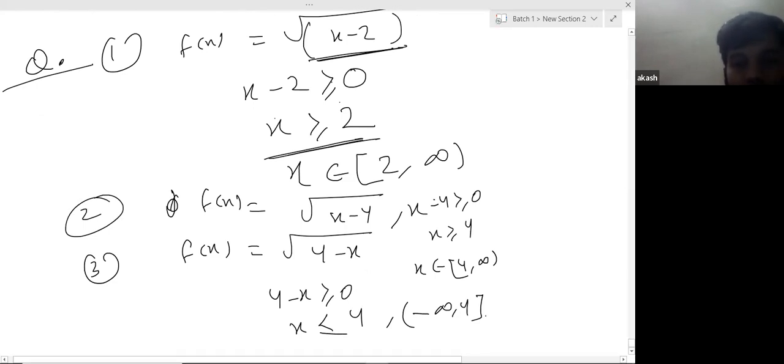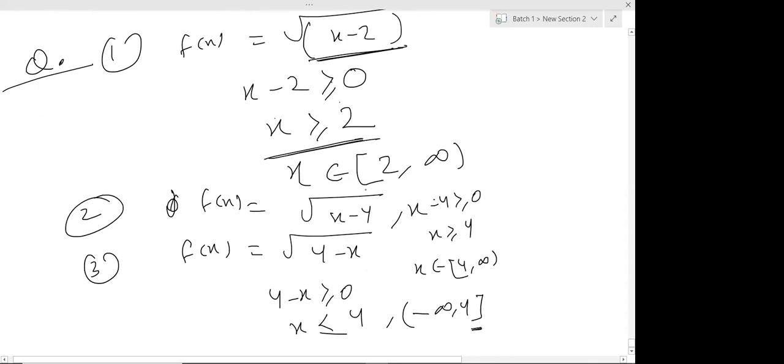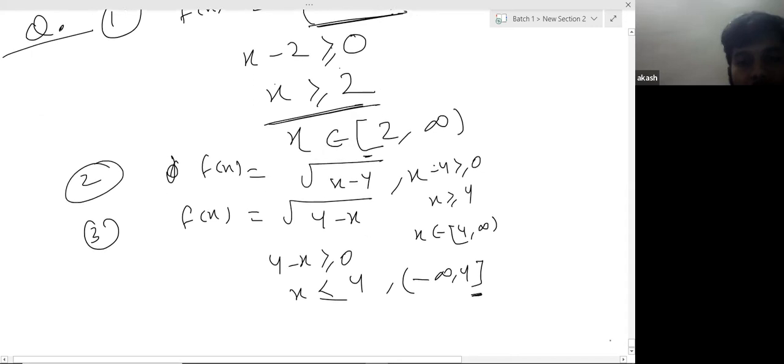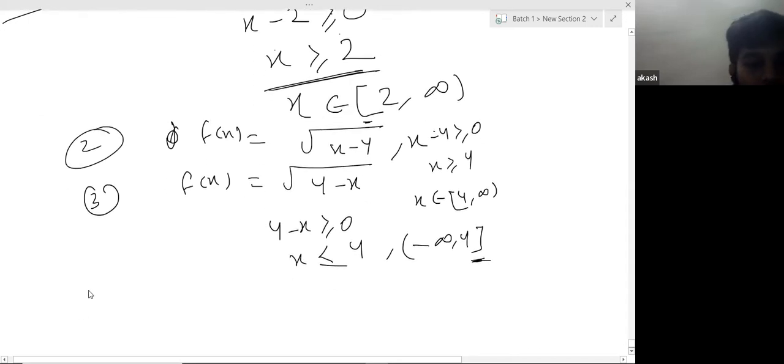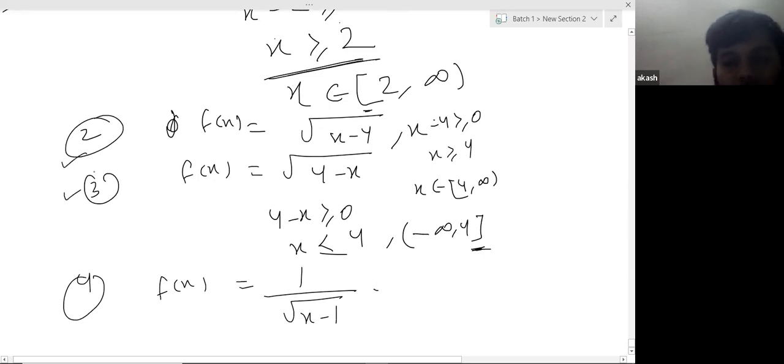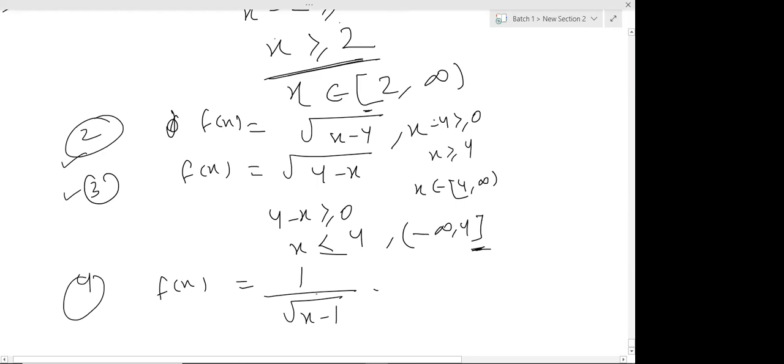Notice this close bracket. Don't forget this close bracket. They'll take your marks away if you forget about this. Next question. f of x equals 1 upon under root x minus 1. Try to solve this. Find the domain. Gautam, are these two questions, second and third, clear? Yes, sir. Try to solve this fourth one.